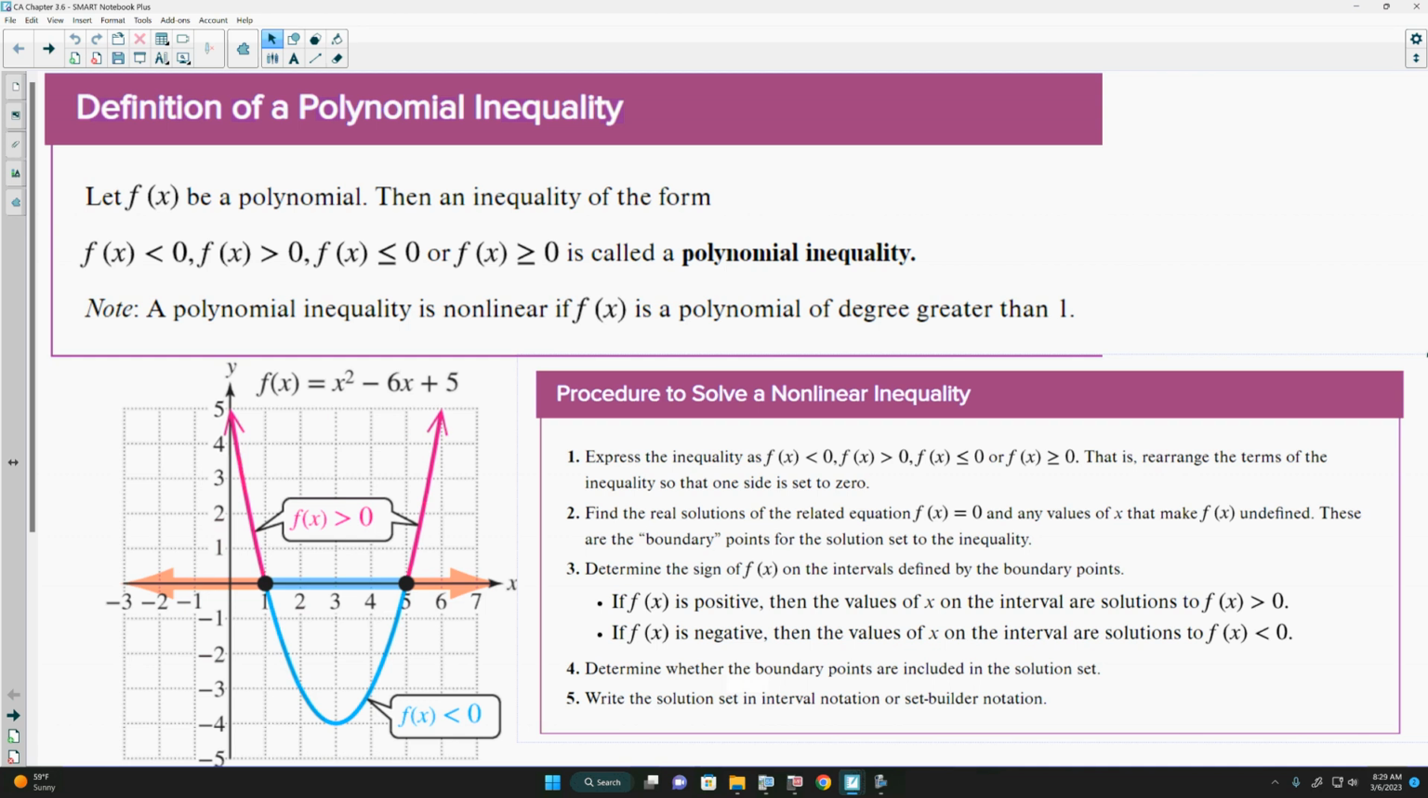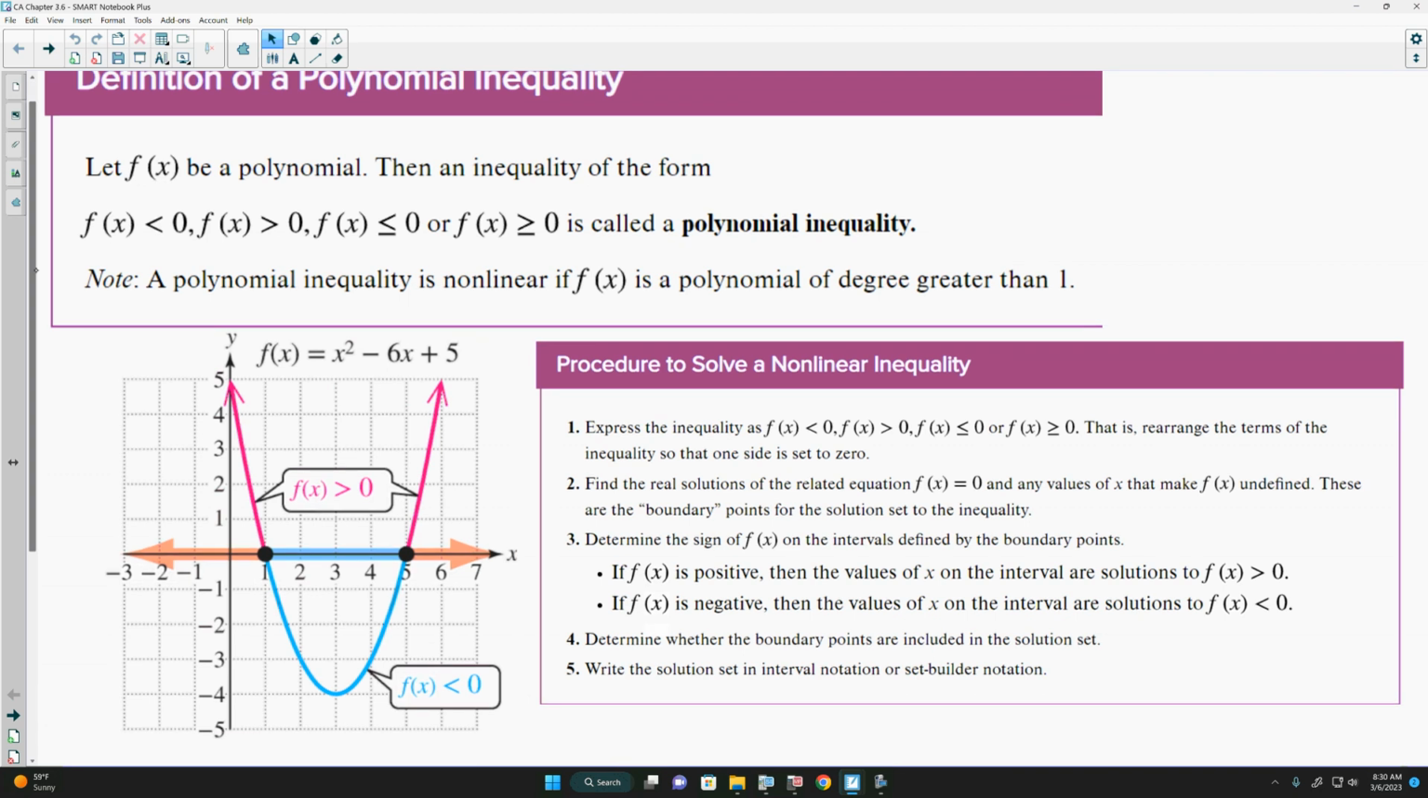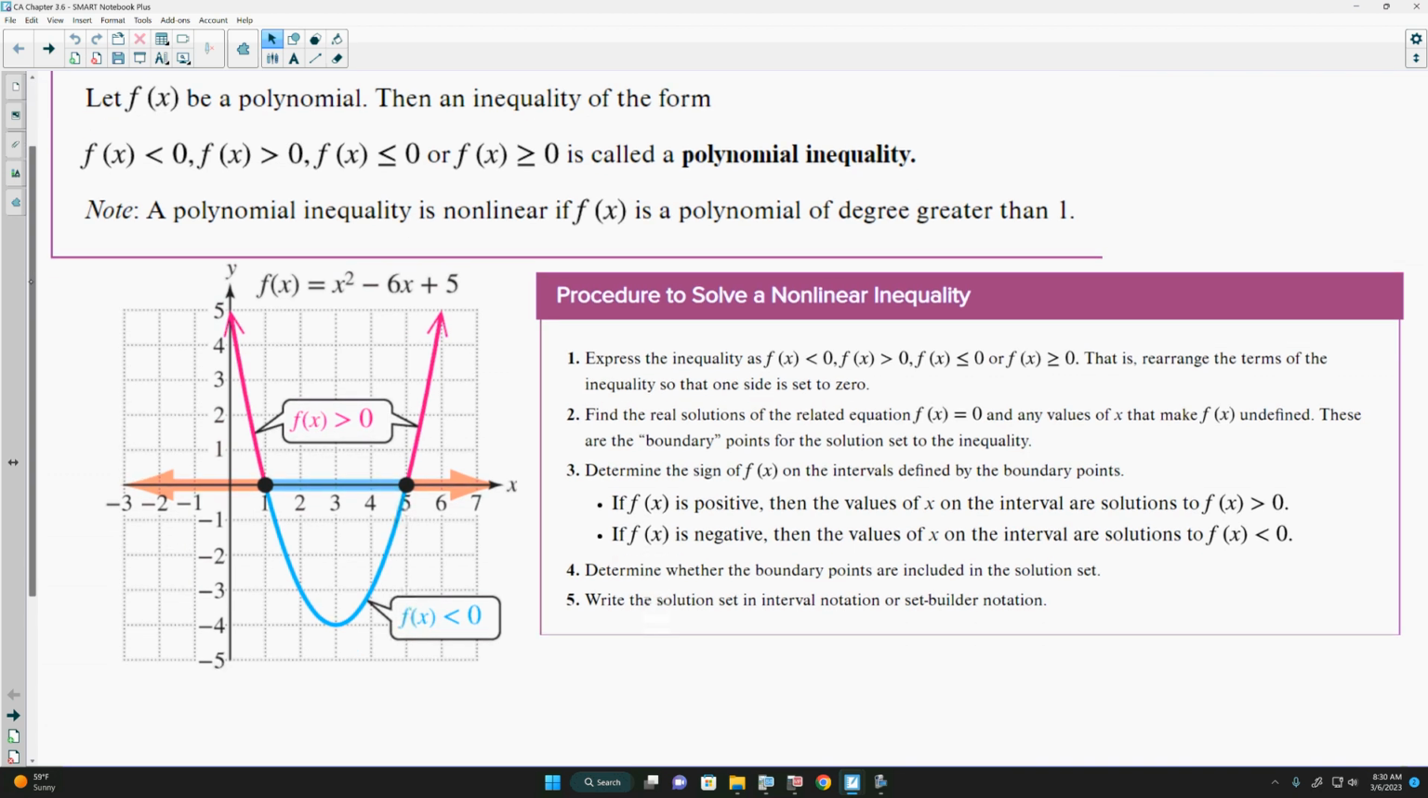Polynomial inequalities. We definitely did not do these in Algebra 2, but they're actually quite nice. Because if we're talking about a polynomial inequality, we really, again, want to get it equal to 0. It's either going to be greater than, less than, greater than or equal to, less than or equal to 0. And if we graph it, we're either talking about the parts of the graph that are above the x-axis or below it. Above or below, greater than or less than.